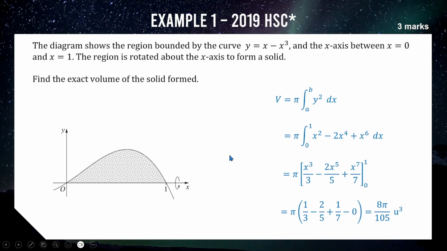Okay, so the structure of these questions is: write down your formula, figure out what your y squared looks like, integrate, sub in your limits, and then you're done. Okay, they're typically always 3 marks, as we can see this one is. The more challenging ones can be 4 marks. So there'll be a couple of them today.